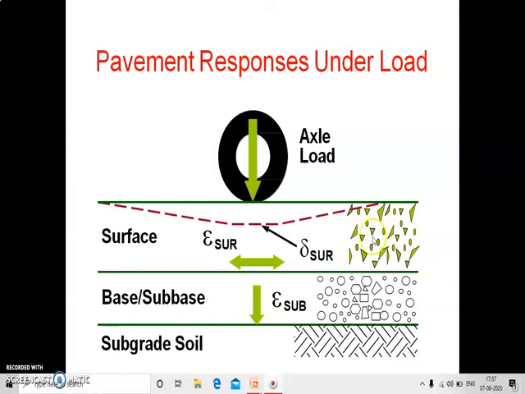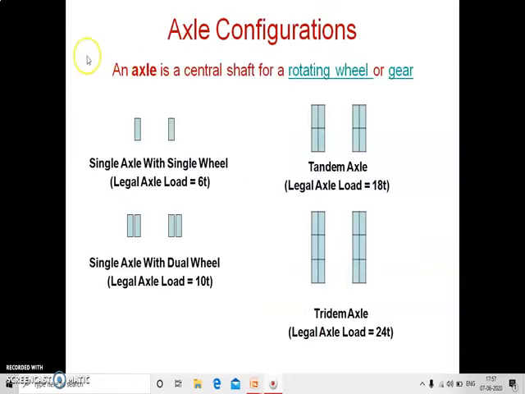Okay. Next one, truck configurations. Two axle truck 16 tons, five axle truck 40 tons, LCV. Another, three axle truck 24 tons, four axle semi-articulated 34 tons. Okay. Next one, standard axle: a single axle with dual wheel carrying a load of 80 kN, 8 tons, is defined as a standard axle. 80 kN standard axle.